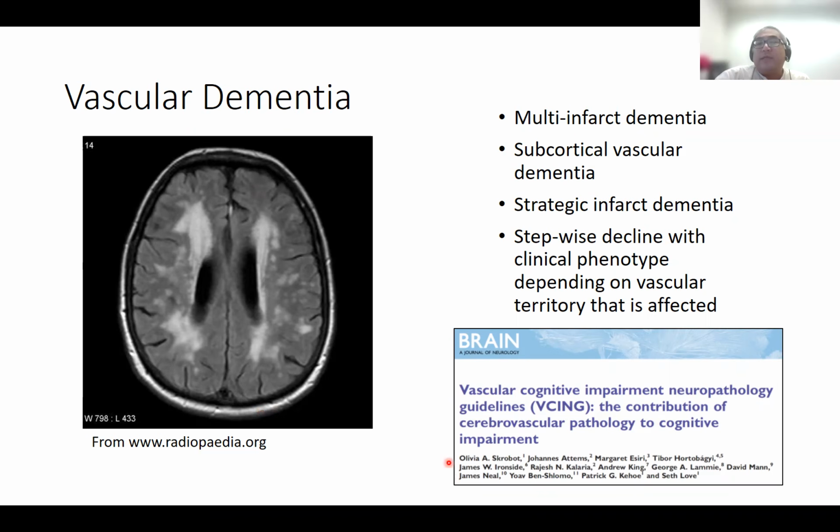The best criteria that I could find are these VCING criteria. So I'm not going to talk too much about cerebrovascular disease, but I refer you to this paper to look for various things like infarcts, arteriolosclerosis, and other things, and how that might relate to cognitive phenotypes.